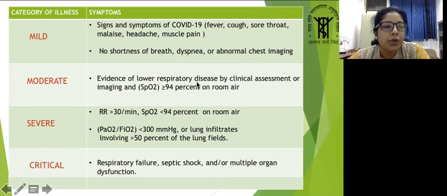Patients who have evidence of lower respiratory disease by clinical assessment or imaging and saturation is more than 94% fall into the moderate category. Severe category patients are those who have a respiratory rate of more than 30 per minute or saturation of less than 94% on room air, PaO2 by FiO2 ratio of less than 300 millimeter of mercury, or lung infiltrates involving more than 50% of lung fields. Those patients who have respiratory failure, septic shock, and multiple organ dysfunction fall into the critical category.